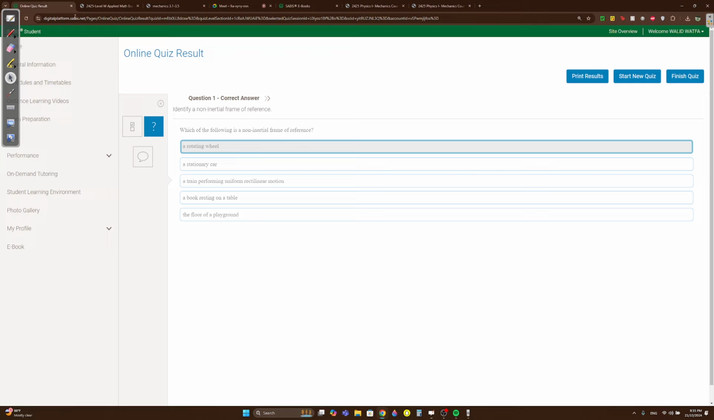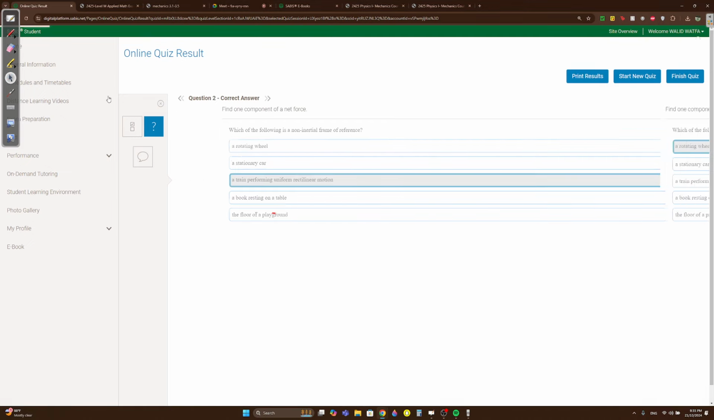Okay, let's do the quiz. Which one is a non-inertial frame of reference? Non-inertial, meaning it's accelerating. Stationary car, it's not accelerating, right? Train performing uniform rectilinear motion. Is it accelerating? No, there's no acceleration. Book resting, not accelerating. Floor of a playground, not moving. Rotating wheel, yes, it's rotating.